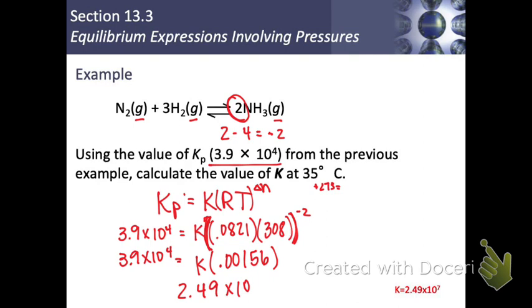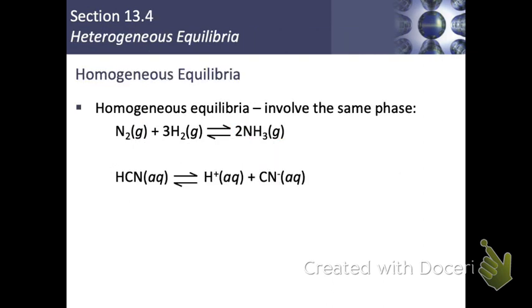2.49 times 10 to the 7th. Right, since this is K, we don't put units with that. At equilibria, there's two kinds of types of that.